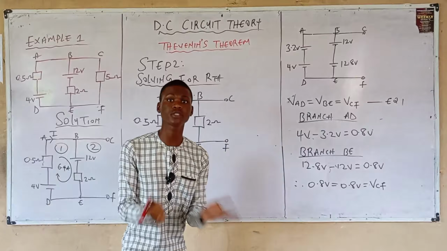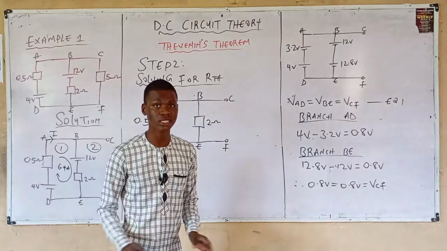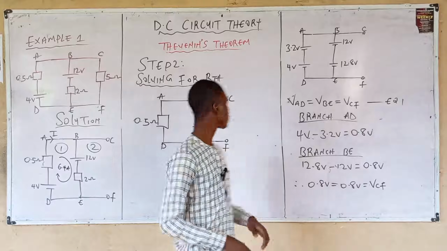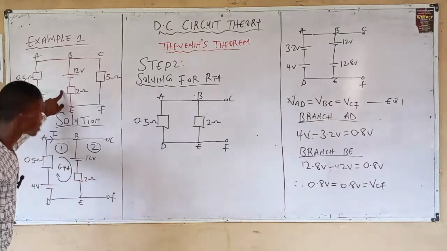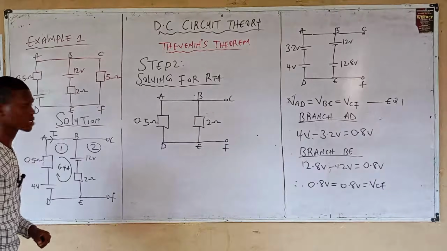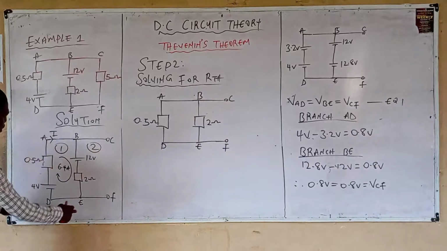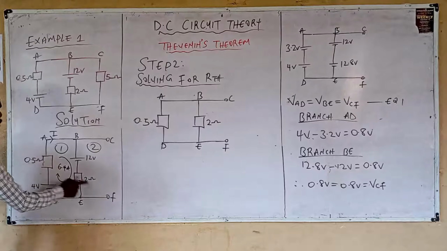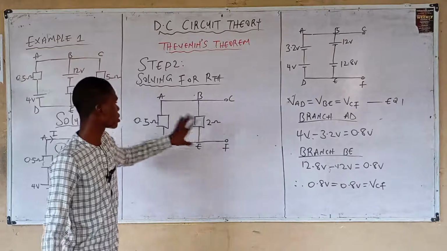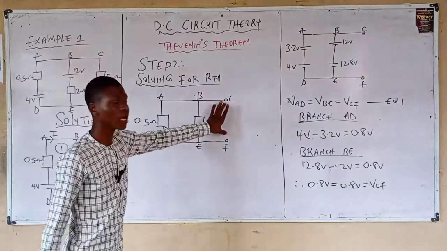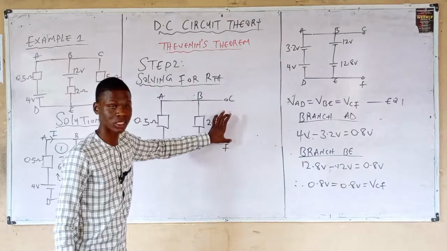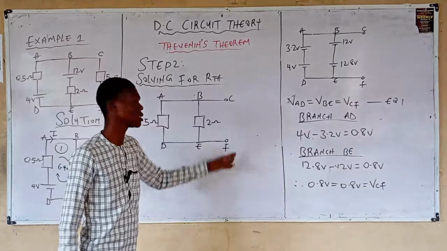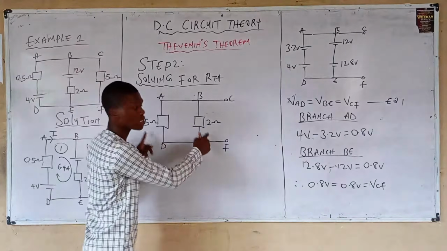When you want to solve for RTH, what RTH means is that we are calculating the equivalent resistance in the circuit. From the question, this is the circuit. How do you get the equivalent resistance? From here, we just have two resistors, a 0.5 ohm resistor and a 2 ohm resistor. So we join the circuit. This is what you have. Don't forget that you short-circuited this place. You don't have any circuit element present in branch CF. So let's solve the equivalent resistance.